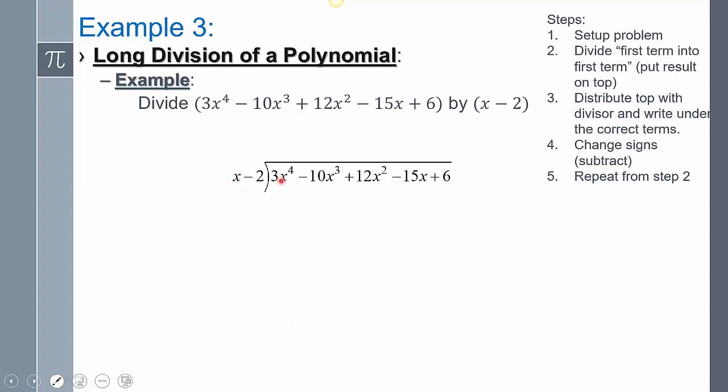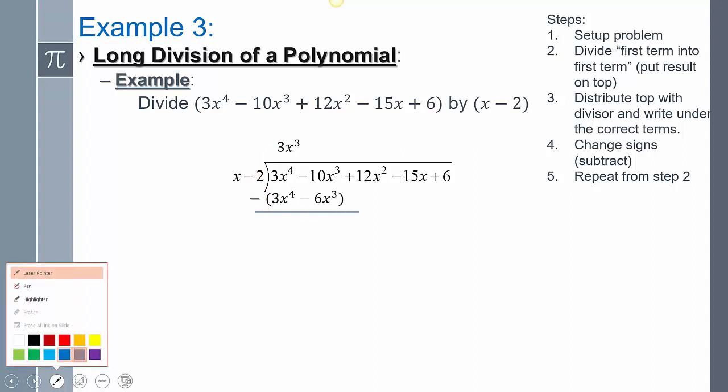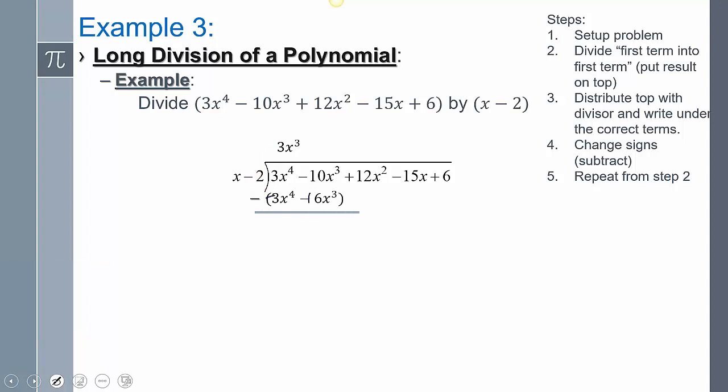So x goes into 3x to the 4th, 3x cubed. Distribute. Subtract. So that means you change the sign. Minus plus. So when these add straight down, you get 0. Negative 10 plus 6x is negative 4x cubed. You can bring down the next term. Now you could bring down all of them if you want. I typically bring down all of them. Some people just like bringing down the next one.